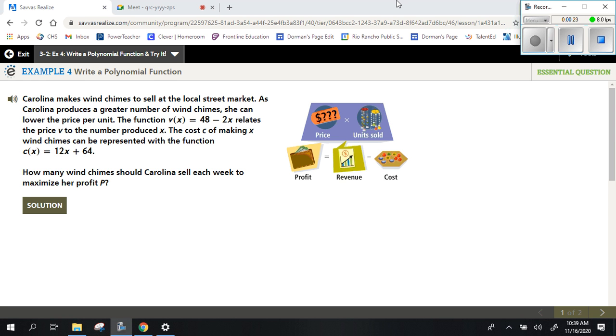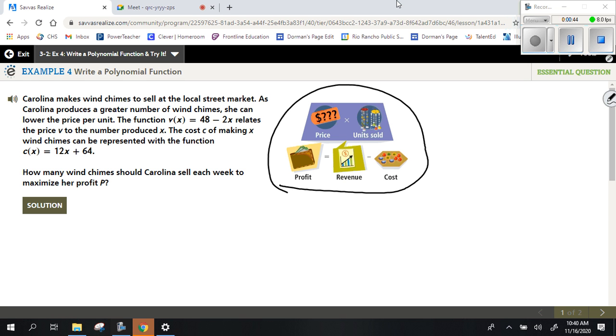What we need to do is find out how many wind chimes Carolina would sell in order to maximize her profit. And this is kind of a tricky problem, I think, in some ways, just because there's a lot that we need to figure out. Luckily, we've been given this. So that is essentially our hint.